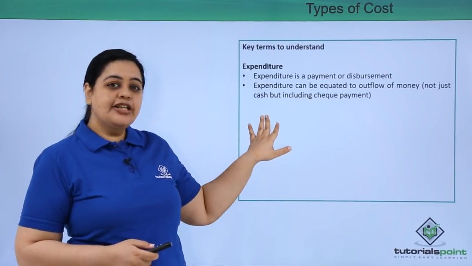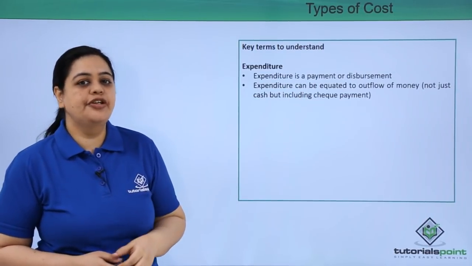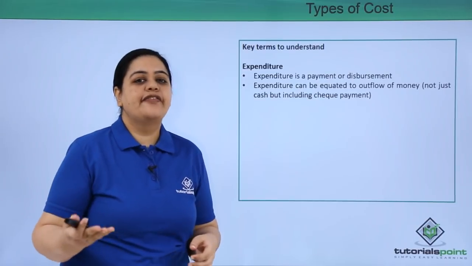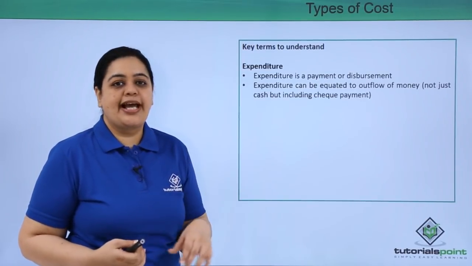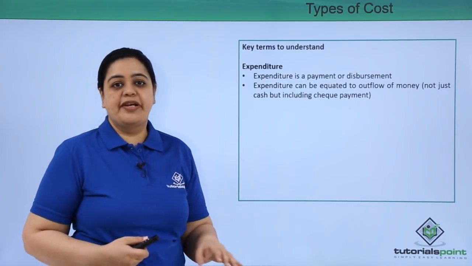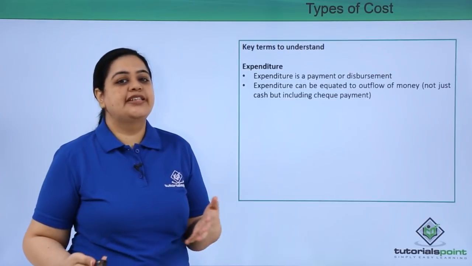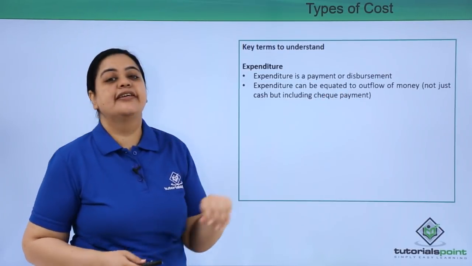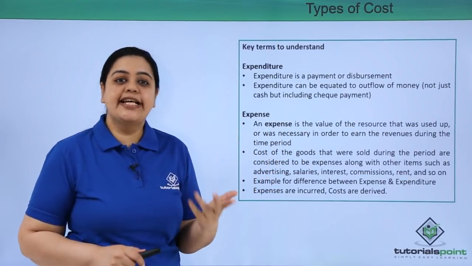So this is not just your cash, it would also include any kind of check payment which you are doing. For example, if I am buying 100 meters of cloth and I need to pay 1 lakh rupees, if I do a check payment, an online transfer, or a Paytm transfer, all this would be an expenditure for business. Now, what is an expense?